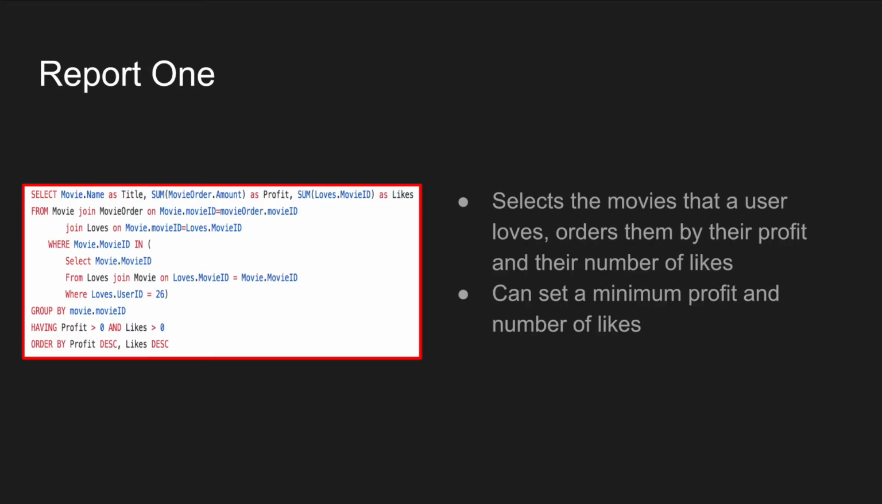So one of the reports will select the movies that a user loves and then order them by the profit that they made from all the different orders in the database, as well as the number of likes they got from other users. And the user requesting the report can set a minimum profit and number of likes to parameterize it and get selected data.